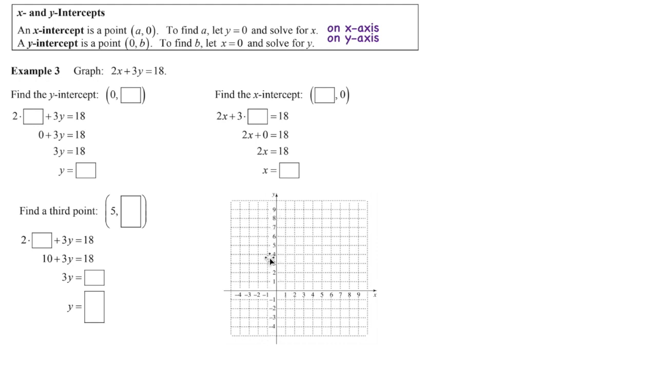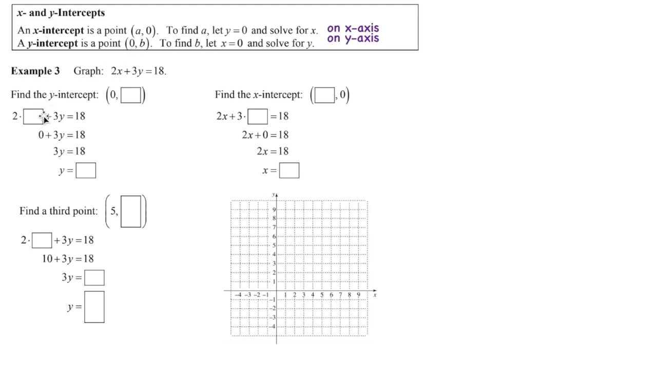My y-intercept, vice versa, is on the y-axis, so we are not moving left or right, which is why our x-coordinate is 0, but we are moving up or down for our b value. Let's find the y-intercept given our equation 2x plus 3y is 18, the same equation we used on the previous slide. I know that if I'm finding the y-intercept, my x value is 0.